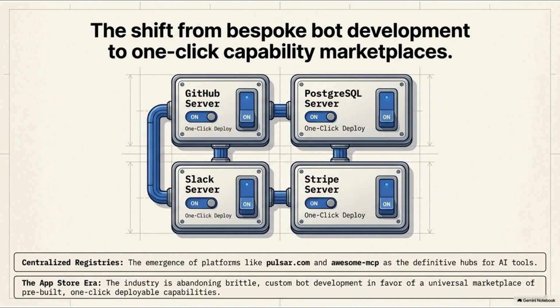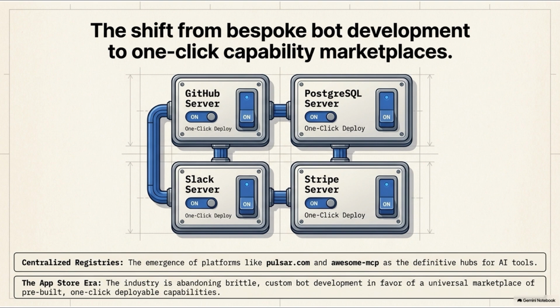The industry is rapidly abandoning the old model of building bespoke, tightly coupled bots from scratch. Instead, we are entering the App Store era for AI. With the rise of centralized registries like Pulsar.com and community hubs like Awesome-MCP, deploying new capabilities to your AI is becoming a simple, one-click experience.